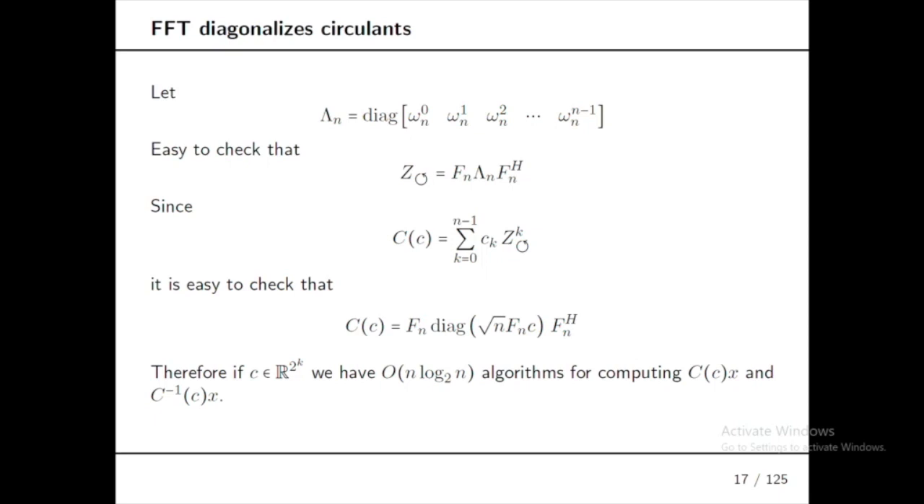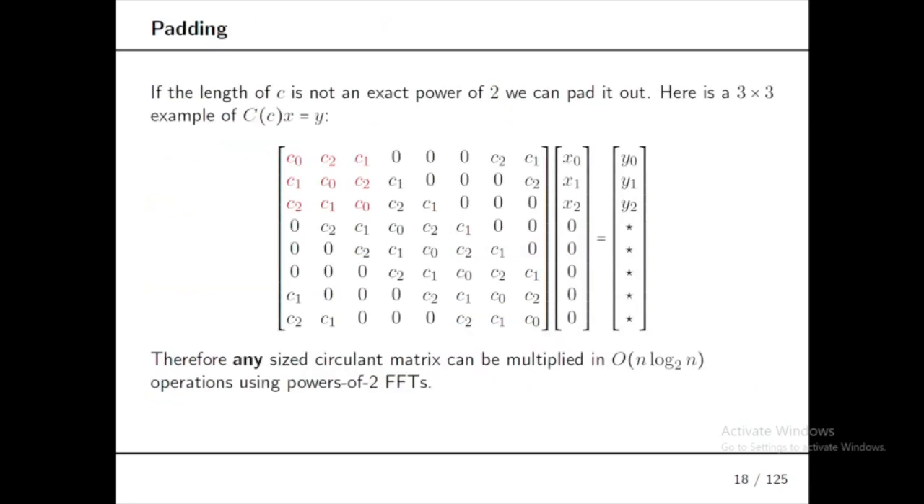Okay, so a circulant matrix can be applied, and of course, from this diagonal decomposition, we can apply the inverse of any circulant matrix as long as the size is 2 to the power k in n log n flops too. Okay, what about if it's not an exact power of 2? Well, that's an easy fix.